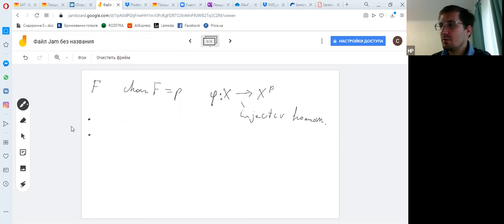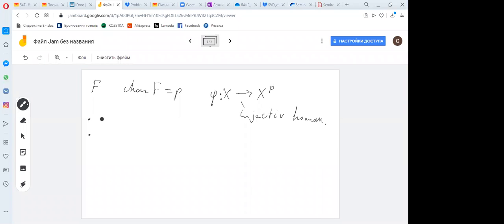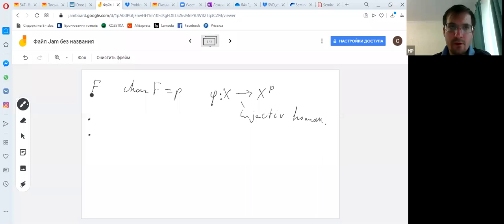What shall I check to say that phi is a homomorphism? It's rather a simple question. Excuse me, and what is F? Is it a ring? F is a field. Today we work with fields.